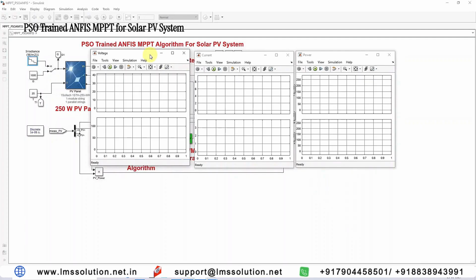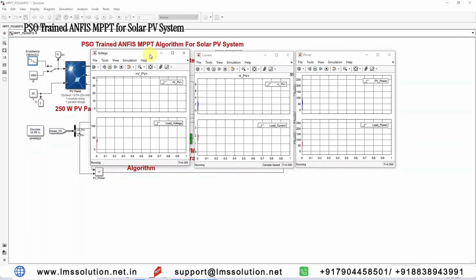Load will be added at every 0.3 second. Here you can see that the ANFIS MPPT starts working. Panel is at 1000 watts per meter square, 25 degrees Celsius. That means it needs to provide maximum power around 250 watts. You can see here it will provide 50 watts.